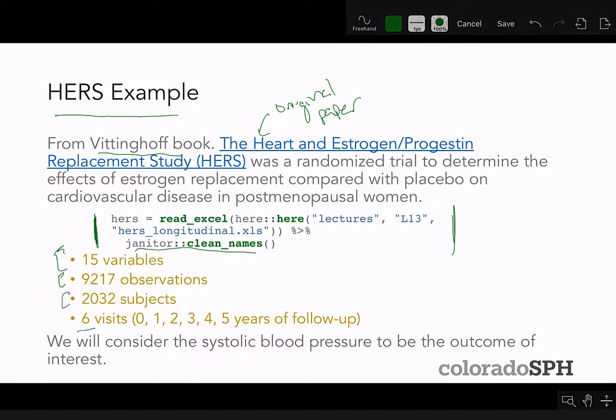And there are 6 different visits. There's 0, which is baseline, and then 1, 2, 3, 4, and 5 years of follow-up. And they actually looked at a couple different outcomes in this study, but just for our purposes, we're going to consider systolic blood pressure, which is labeled SBP in the data set, to be the outcome of interest here.